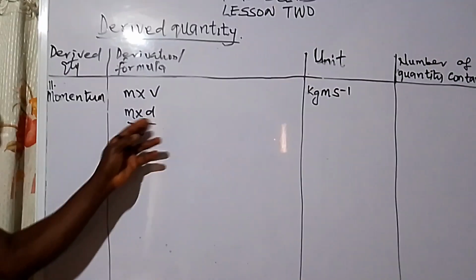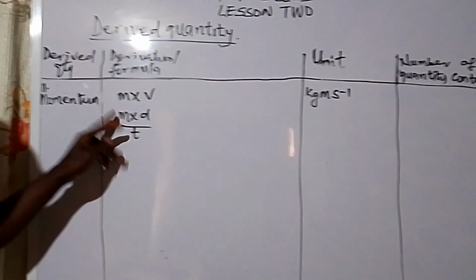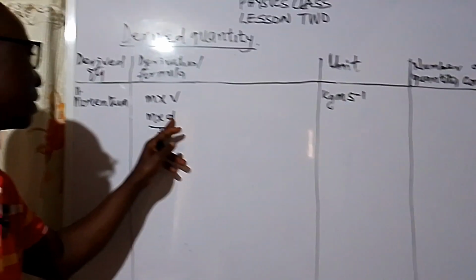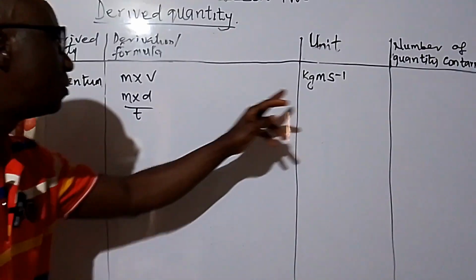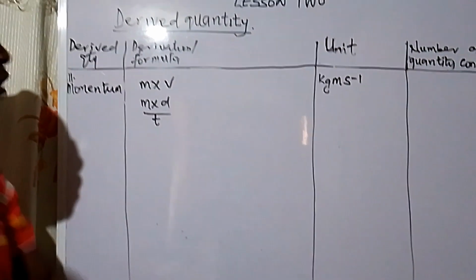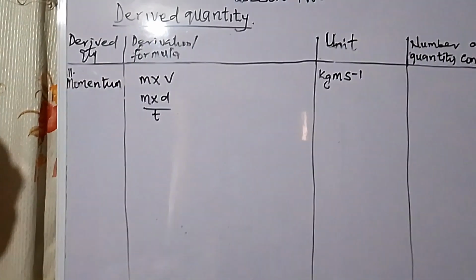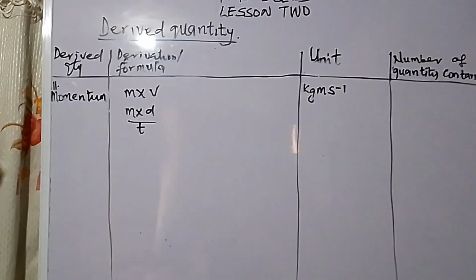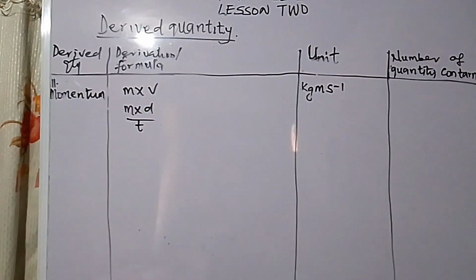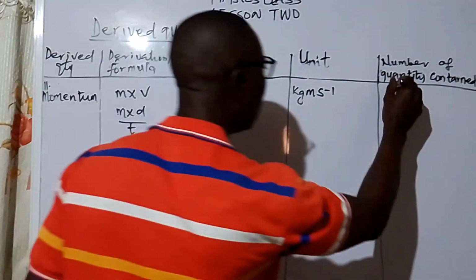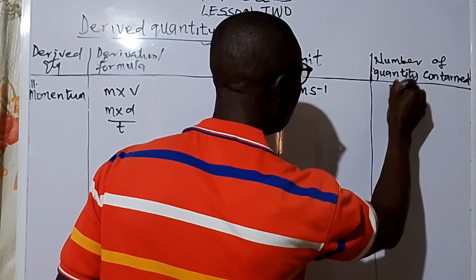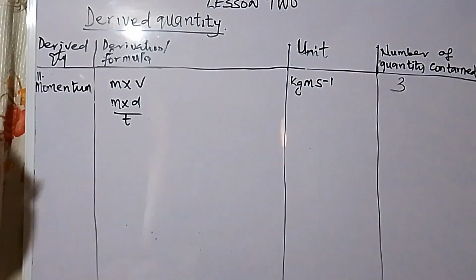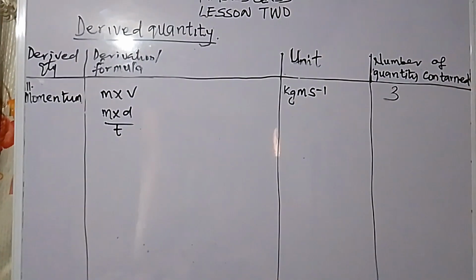It means if you write the unit here, kilogram for mass, then meter for displacement, per second for time. So we are still going to have the same unit, and that will be the basic unit of momentum. Now, what is the number of quantities? 1, 2, 3, making three quantities. That's number 11 example.